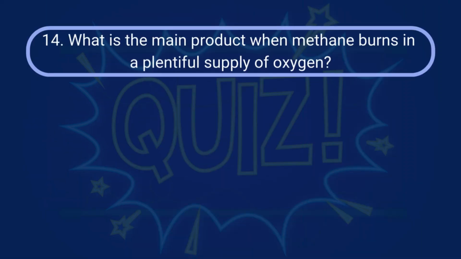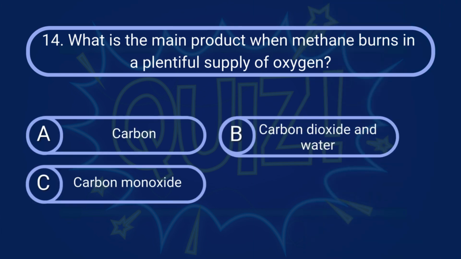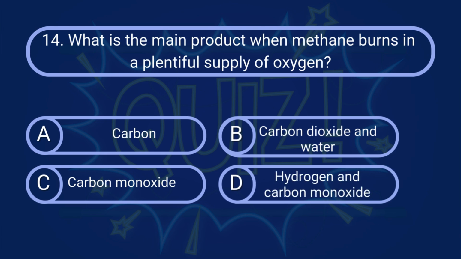What is the main product when methane burns in oxygen? Carbon, carbon dioxide, and water. Carbon monoxide, hydrogen, and carbon monoxide. Think for a second. The correct option will be carbon dioxide and water. On to the next question.